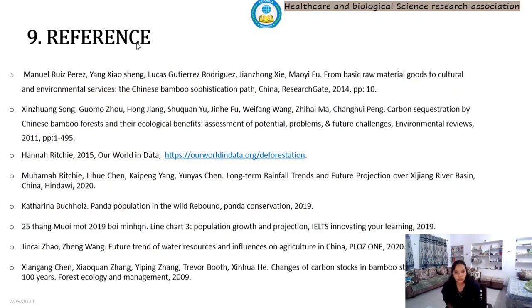So, here are the references of other research papers from various journals which we used to predict our next 30 years pandas population.